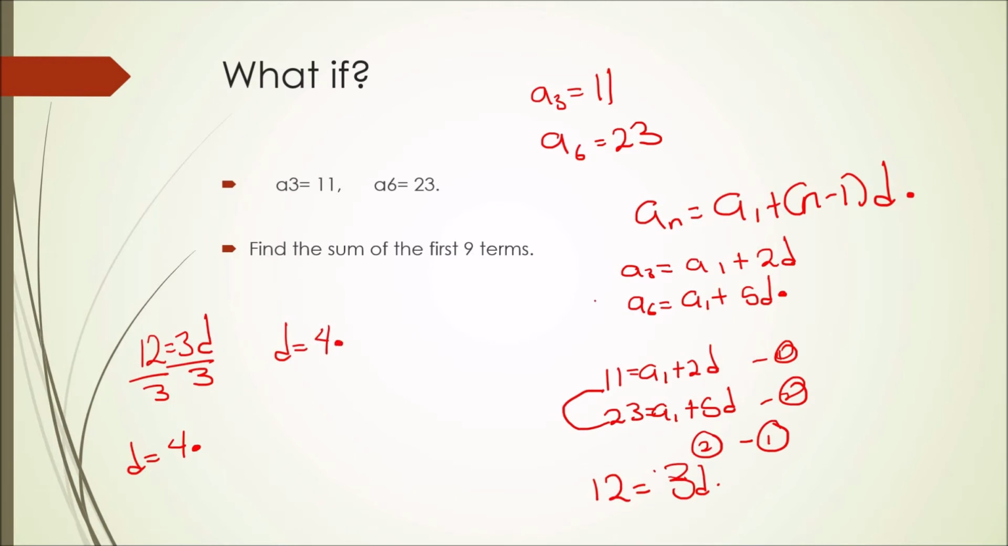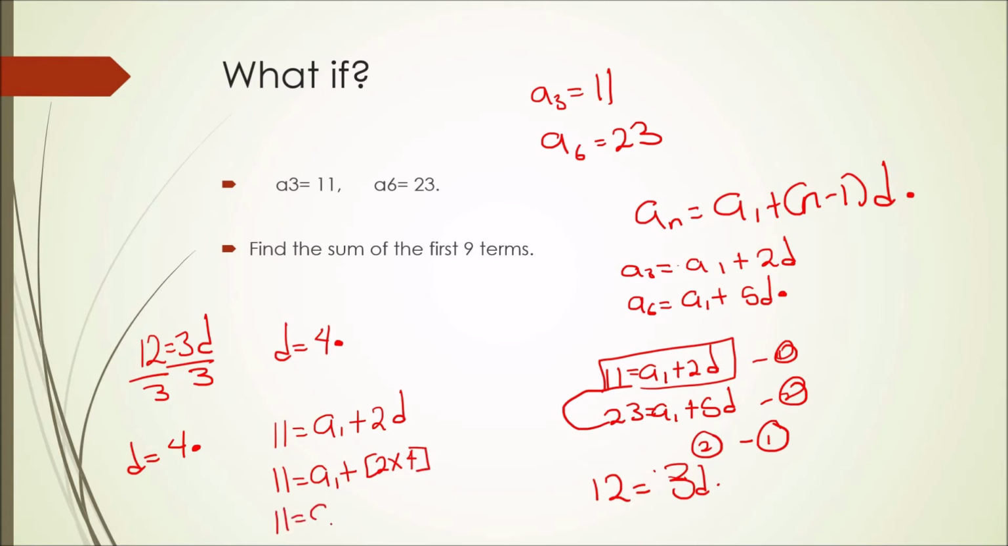So how do we find A1? You can just pick any of these, use A3 or A6. Let's use this one. 11 equals A1 plus 2D. 11 equals A1 plus, what's our D? Our D is 4. 11 equals A1 plus 8. So I don't need to tell you guys, I think you already know what A1 is. A1 is 3. So A1 would be 11 minus 8. That's 3.